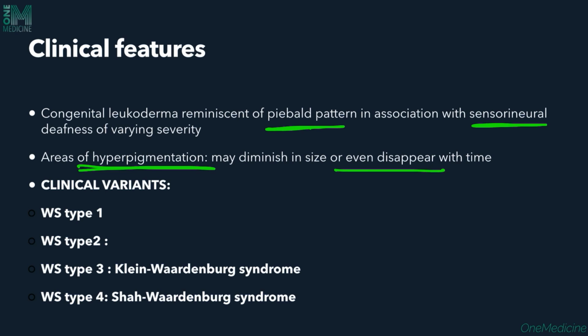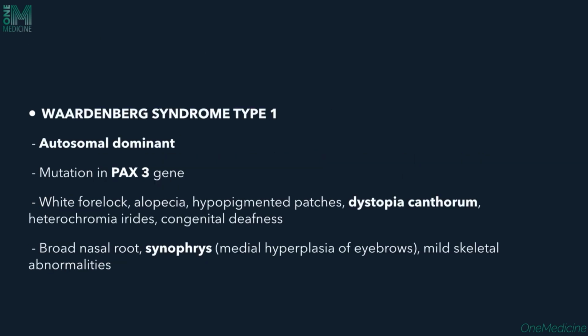Clinical variants are types 1, 2, 3, 4 of Waardenburg syndrome. Type 3 is also called Klein-Waardenburg syndrome. Type 4 is also called Shah-Waardenburg syndrome. So Waardenburg syndrome type 1, here it is an autosomal dominant disorder. The PAX3 gene is basically mutated here. Here the findings that we see are the white forelock, alopecia, hyperpigmented patches, dystopia canthorum.